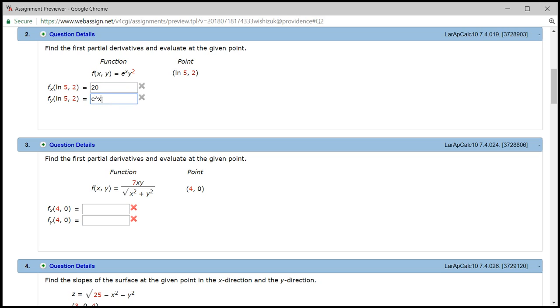Let's do the partial with respect to y. e to the x is just going to be a constant, so it stays there, and then you have to multiply by 2y. So if you plug in 2 for y, 2 times 2 is 4, and e to the natural log of 5 is 5. It's going to be 4 times 5 is 20 as well, right?